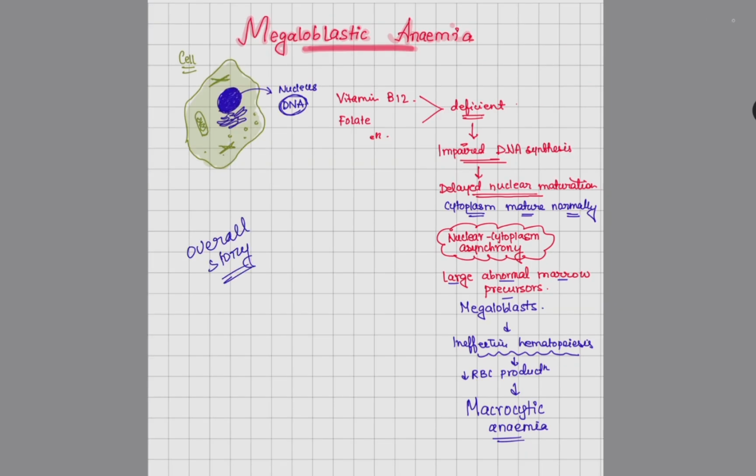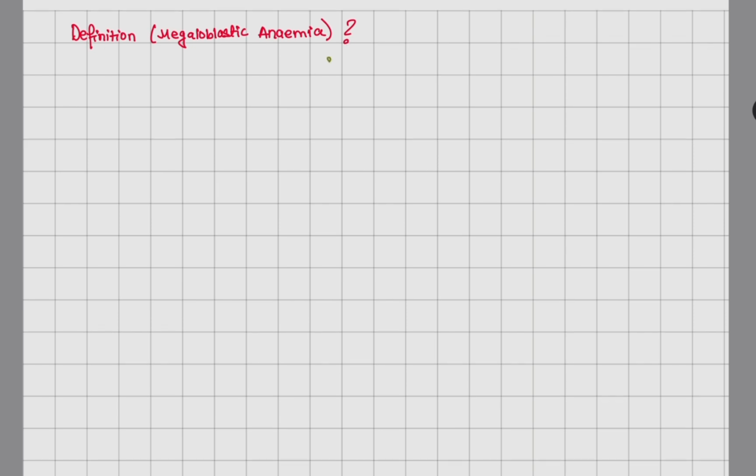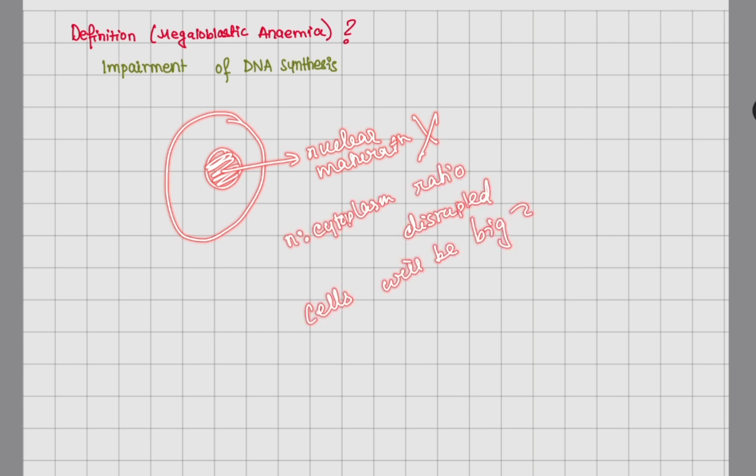Now coming to the details. So first of all, what is the definition of megaloblastic anemia? We have seen that there is impairment of DNA synthesis. Why? Because there is deficiency of B12 and folic acid, which is needed for the maturation of DNA. As DNA synthesis does not occur properly, nuclear maturation does not occur. Hence, nuclear cytoplasm ratio is disrupted and the cells will turn out to be big. This is known as megaloblastic.